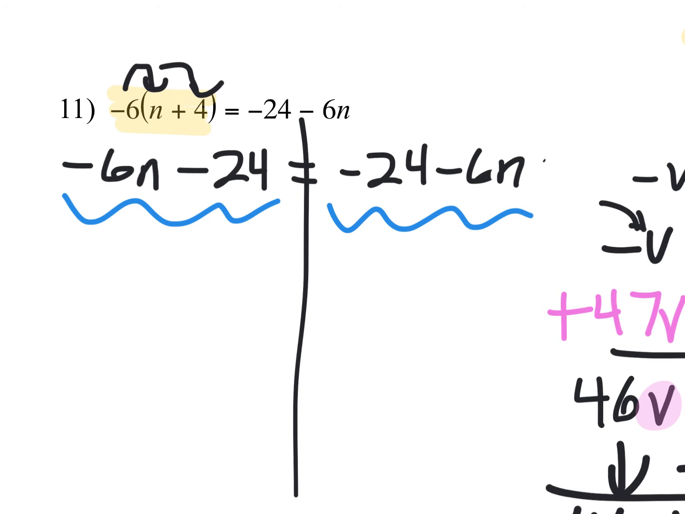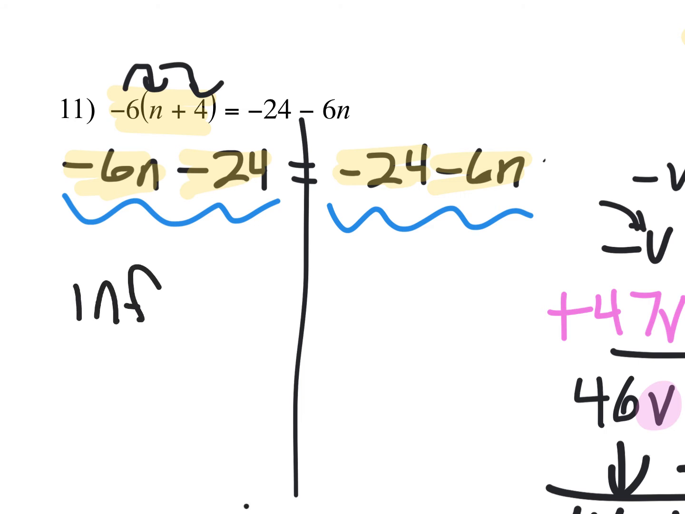But I did notice something a little peculiar. I noticed that I have negative 6n, negative 6n, paired with a negative 24 and a negative 24. The same variable paired with the same exact number means it's always going to balance out no matter what. So remember, we've got two different ways you could write that.